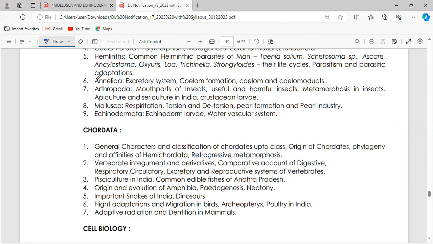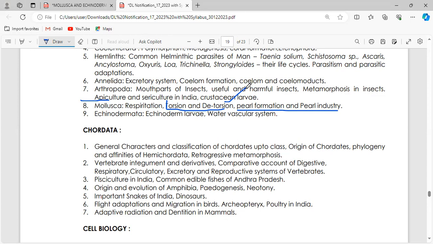In yesterday's class, we have completed arthropoda thoroughly. In today's class, we are going to deal with torsion and detorsion, and pearl formation and pearl industry. The most important topic.